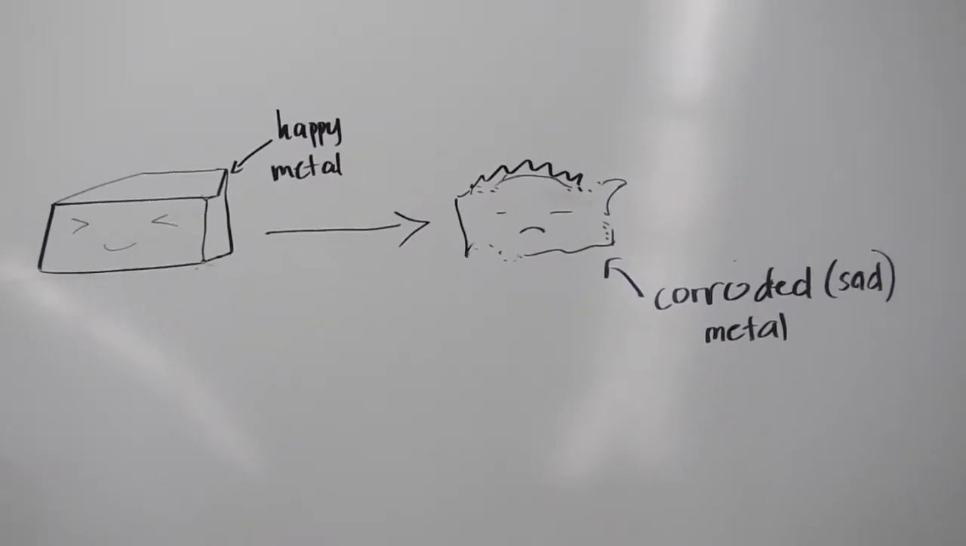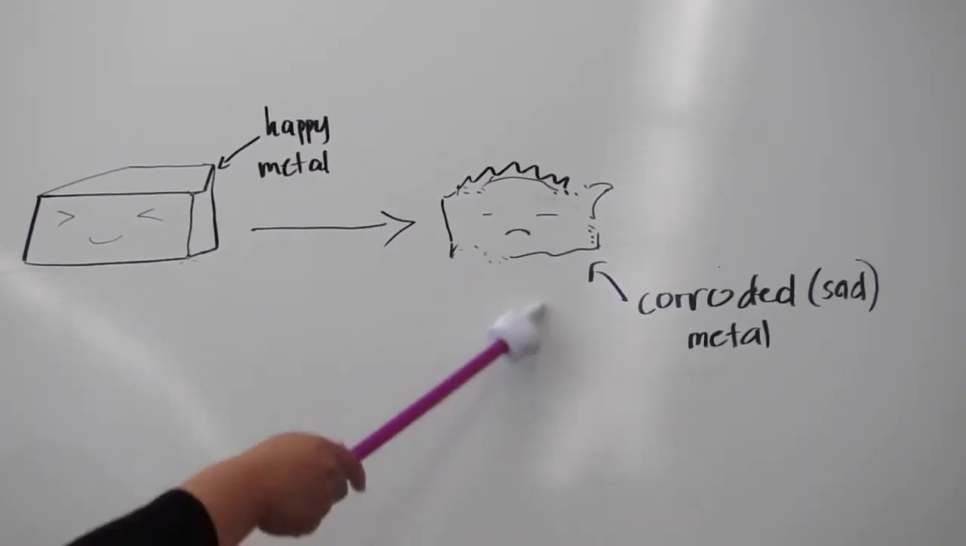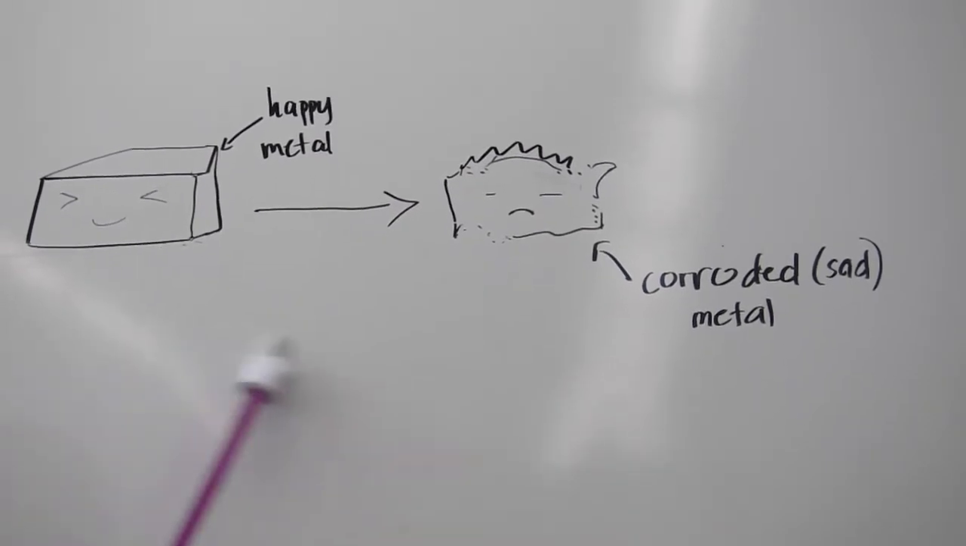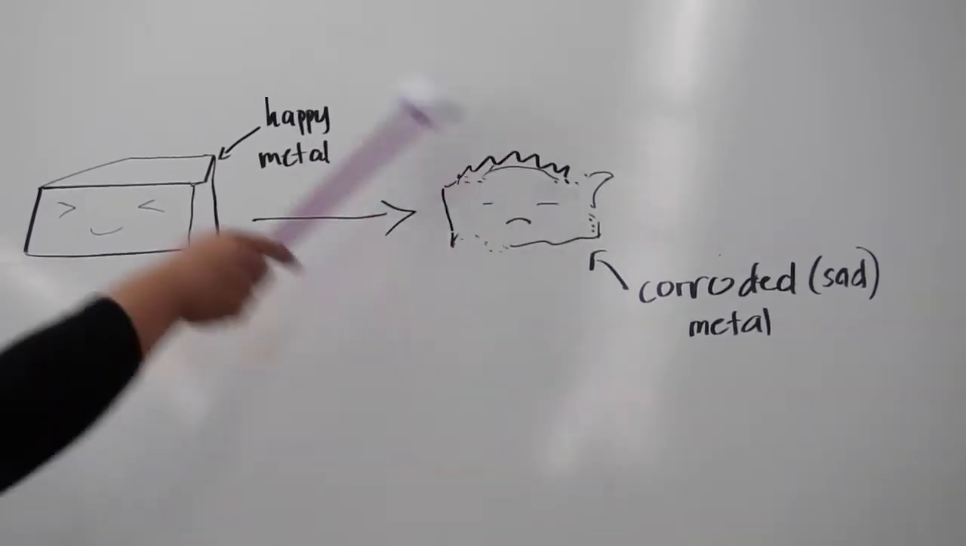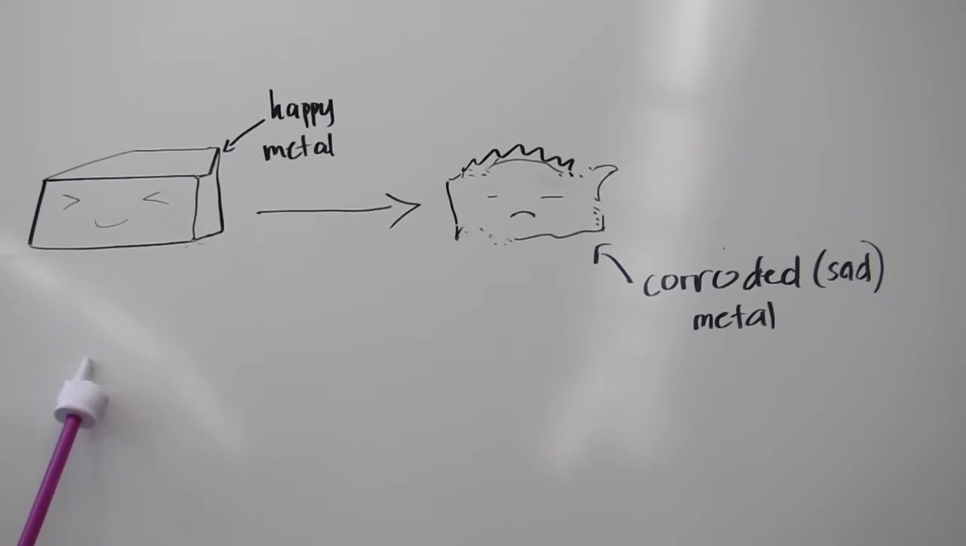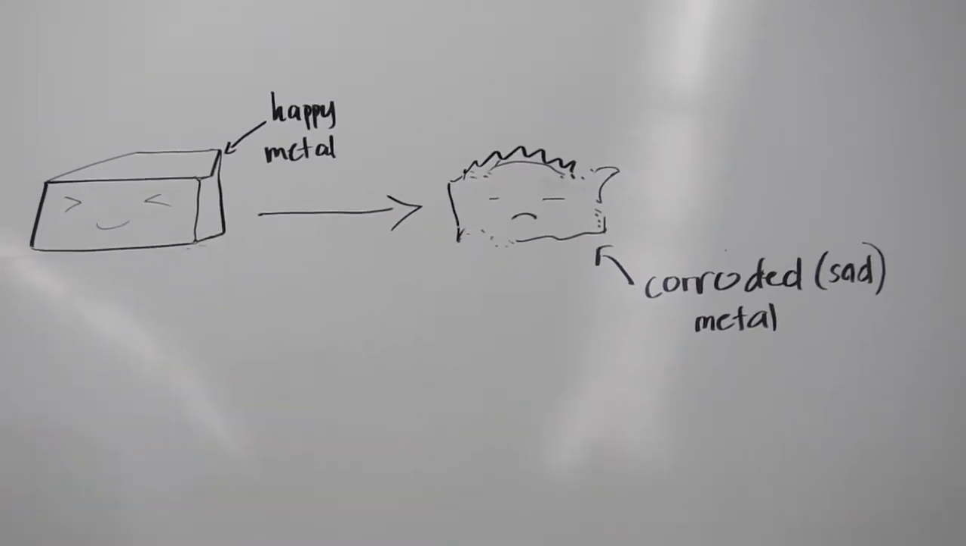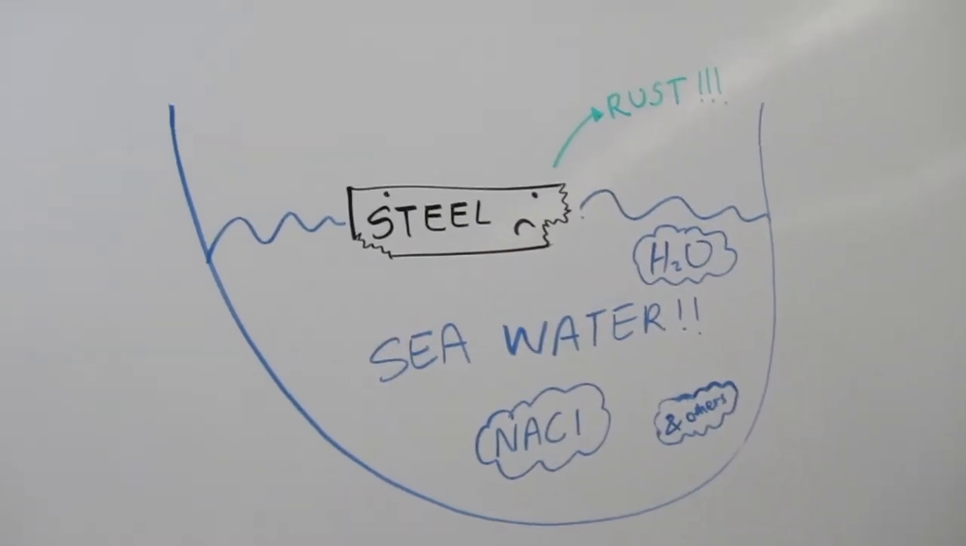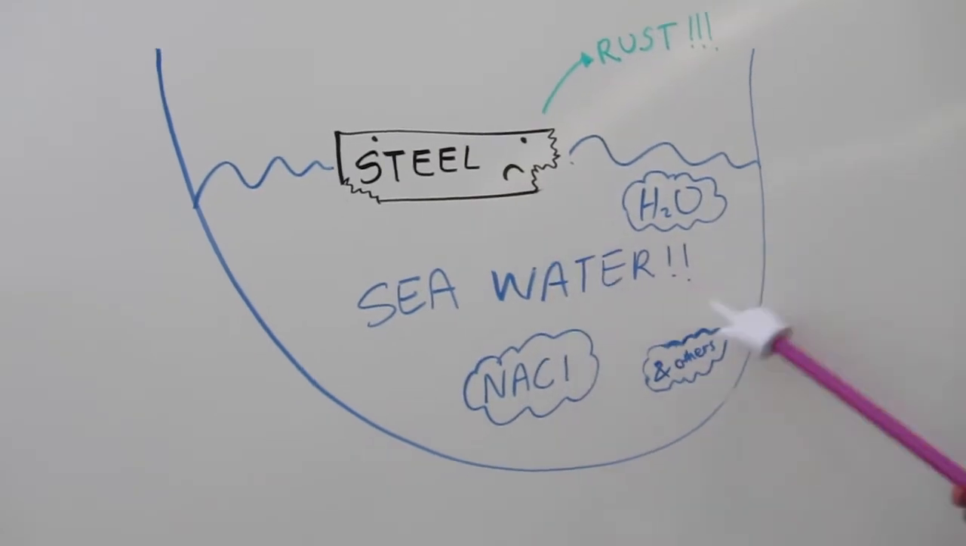Corrosion is the gradual destruction of materials. It is common with metals by the chemical reaction with its surrounding environment. Corrosion is a natural process that can't be completely prevented. An example of corrosion is when steel rusts when it is in seawater.